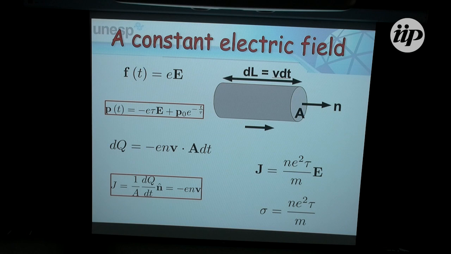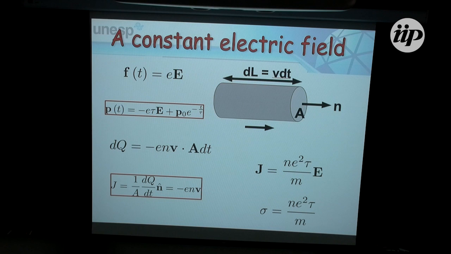Drude, at this point, did not include any quantum mechanical effects. You can include quantum mechanical effects if you go to, for example, Sommerfeld's model. Interestingly, the form is the same. If you go to theories which are more complicated, but still including somehow this scattering time, for example, if you go to Boltzmann theory with a constant scattering time, then you get roughly the same result.